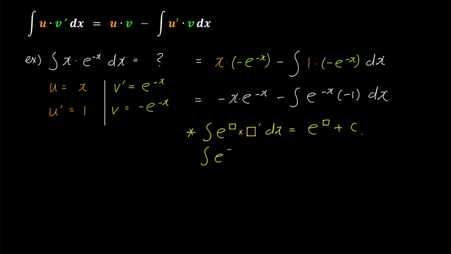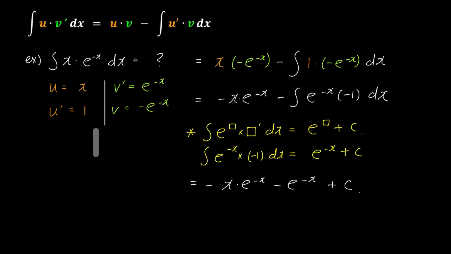If you put negative x in the box and negative 1 into the box prime, the integrated result is e to the power of negative x plus c. Therefore, the answer to the above problem is negative x times e to the power of negative x minus e to the power of negative x plus c. As I mentioned earlier, when choosing u and v prime, we should choose a term that is easy to differentiate and simplifies upon differentiation as u, and a term that is easy to integrate as v prime.